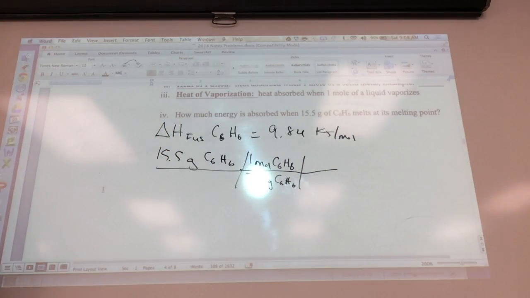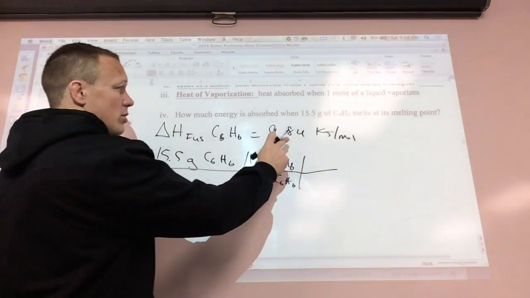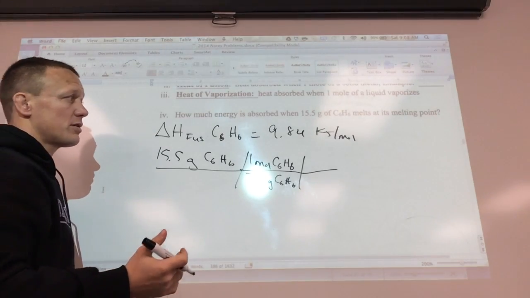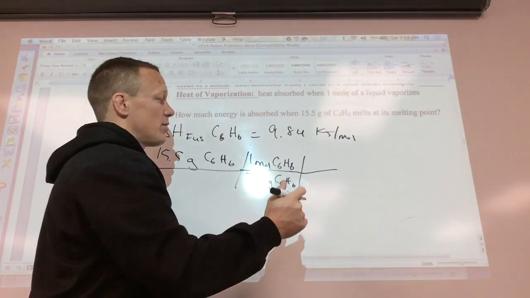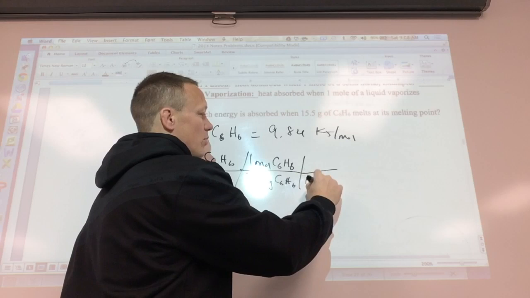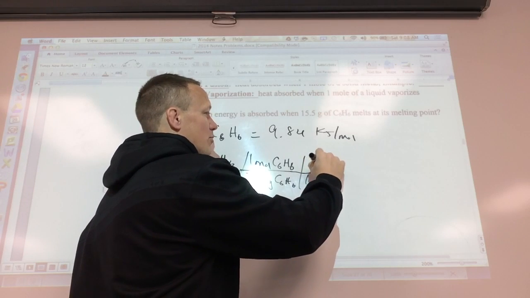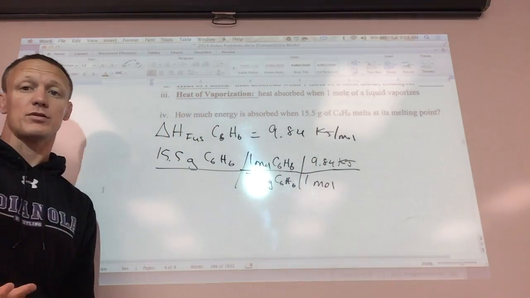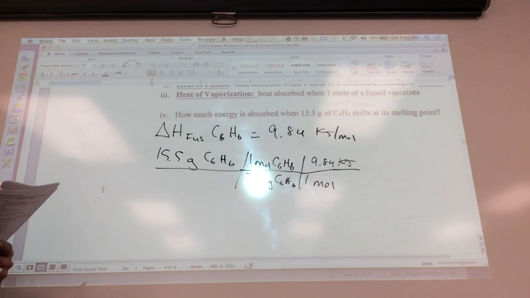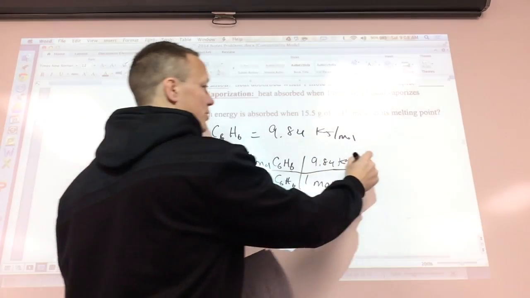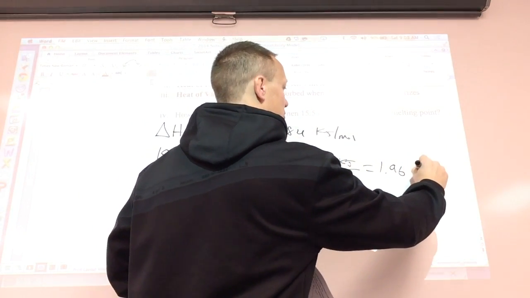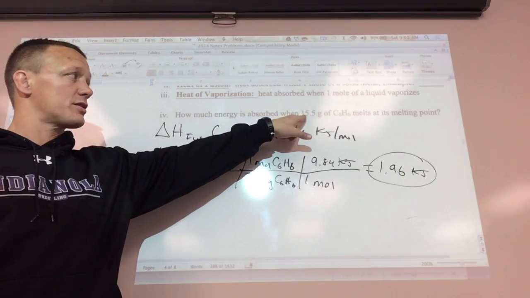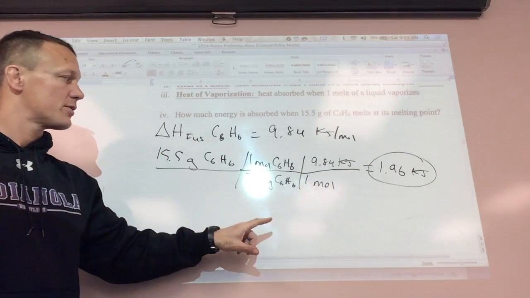And now we can use our enthalpy there. Every mole, so it's this many kilojoules per mole to make it melt. So you have to add that many kilojoules to make a mole melt. So every mole requires 9.84 kilojoules. If we were melting water, every mole requires 6 kilojoules. This substance is a little bit harder to melt, apparently. So you get an answer of 1.96 kilojoules. So to make 15.5 grams of substance melt, you'd have to add that much heat.